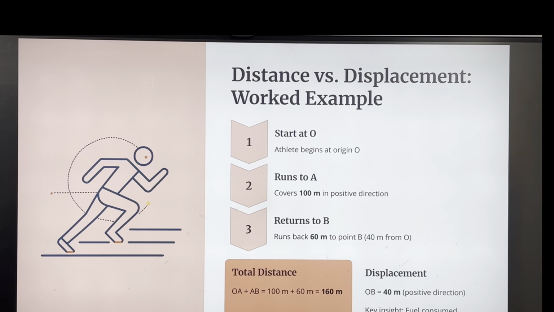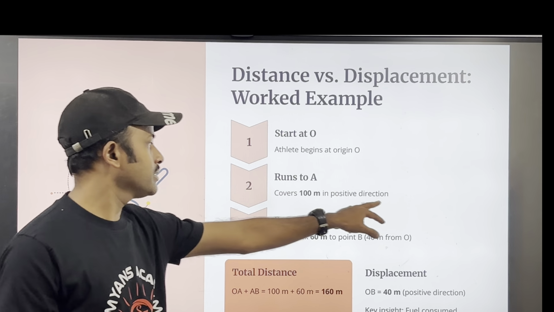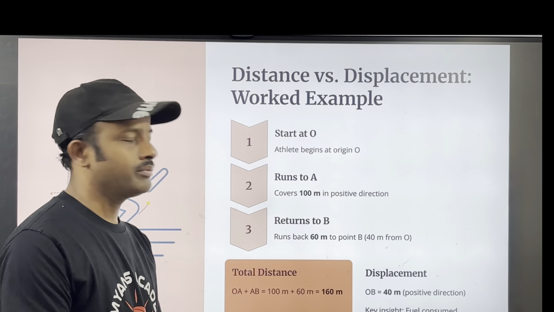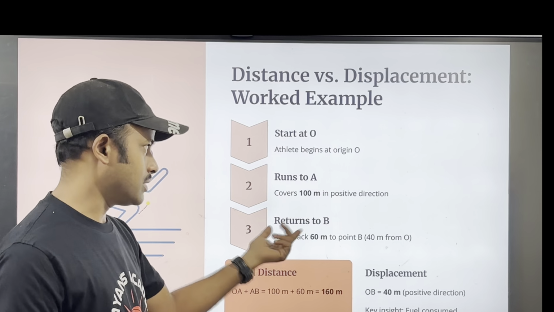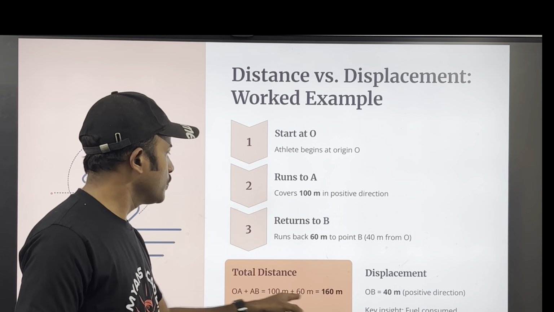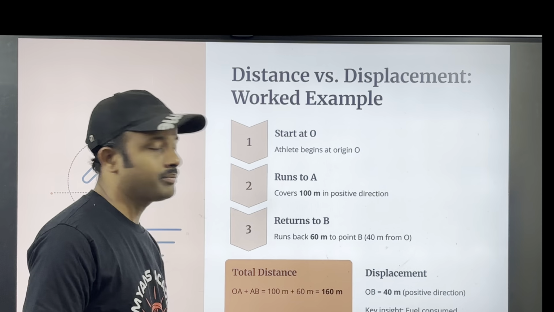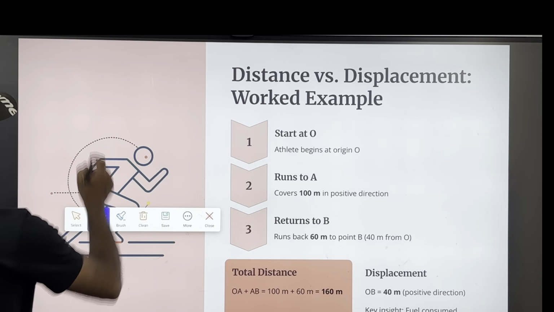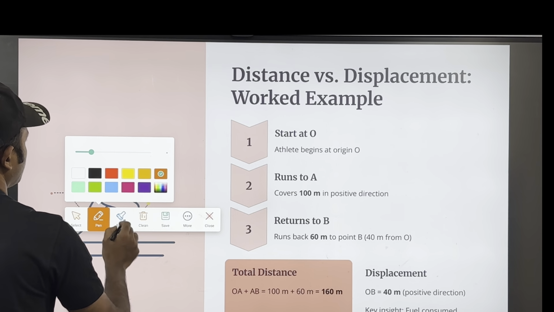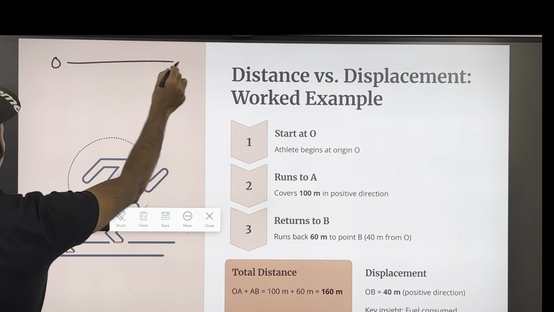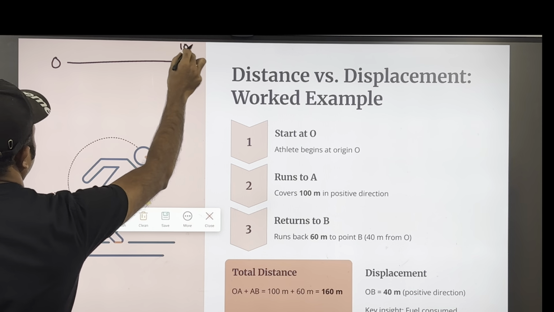So let us say this athlete begins at origin O and runs to A, covers 100 meter in the positive direction. Again returns to B, runs back 60 meter to the point B, 40 meter from the O. Just now we have considered the same example. In this case the total distance moved by athlete is 100 meter plus 60 meter. Consider if object is moving from O to A. Let us say this is the O point, O to A is a 100 meter.